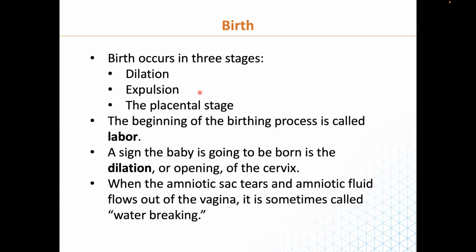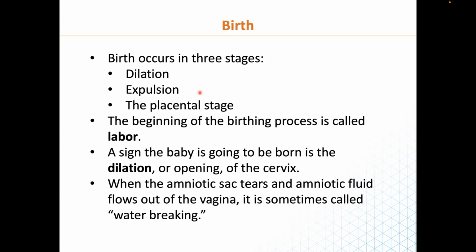The birth usually happens in 3 stages. One of the main stages is the dilation, which is when the cervix opens. Then expulsion is when the baby gets out from the uterus. And the other one is the placental stage. We'll talk about every stage one after the other. The beginning of the birthing process is called labor.